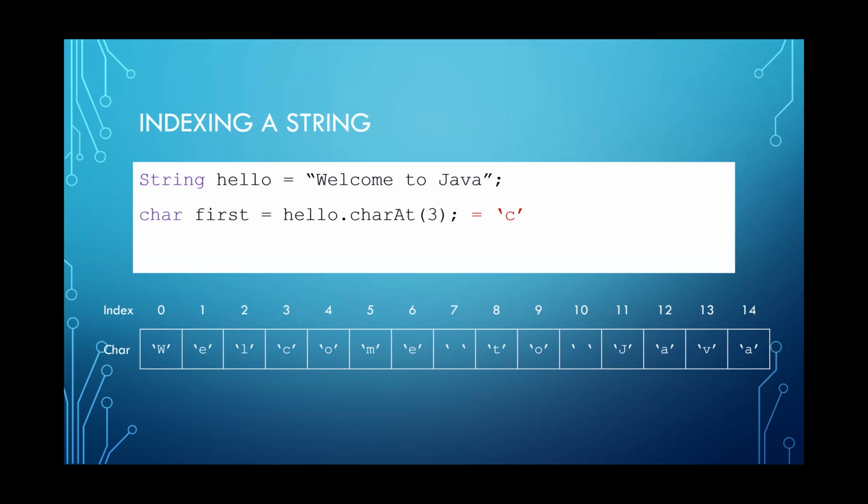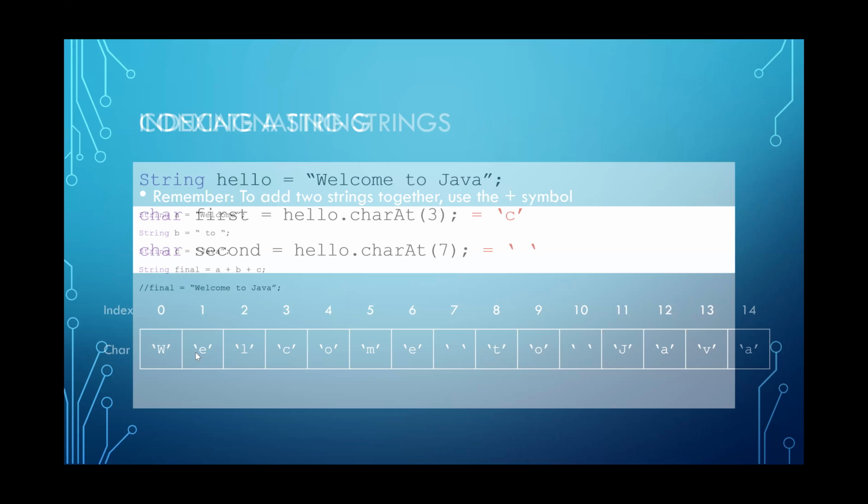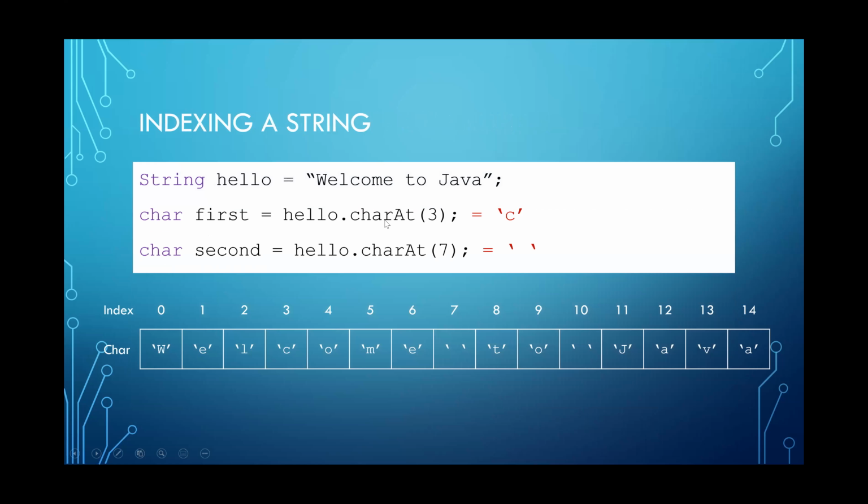So indexing a string, here we go. charAt(3), charAt(7) would be a space, right? And we look down at our array down here, and remember that term, array, because that's what that is. It's an array of characters. If we look at our array, charAt(3) is a C, and charAt(7) is a space. So that works.